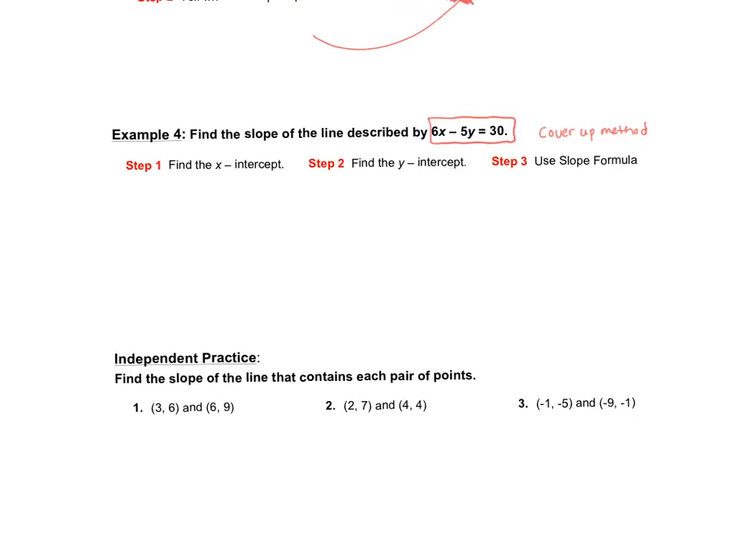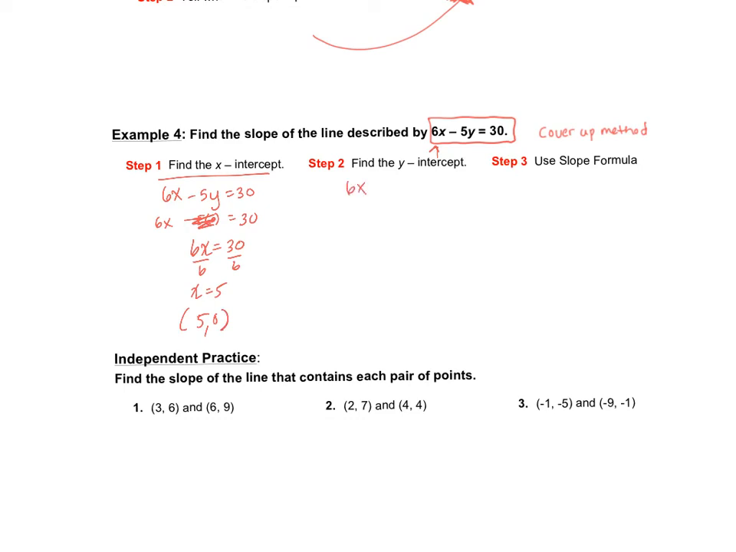So if I'm looking for my x-intercept, for instance, in this first part, step 1, find the x-intercept. If I'm looking for my x-intercept, then I know that my y is 0. So if I plug in 0 right here for the y, it's like that doesn't even exist. I'm covering that up. So I get 6x equals 30. Divide both sides by 6, and x equals 5. So as an ordered pair, that would be (5, 0).